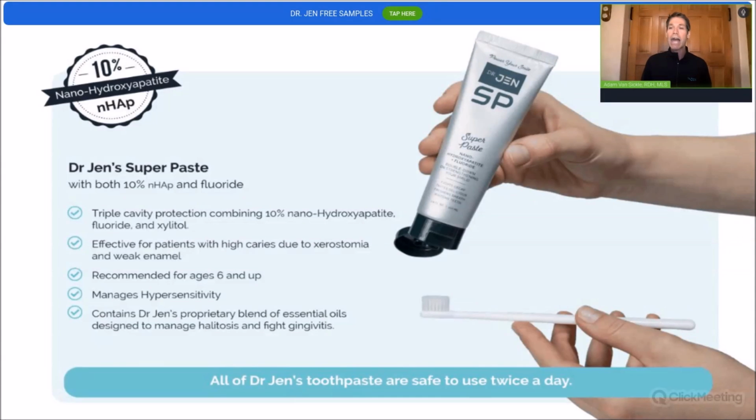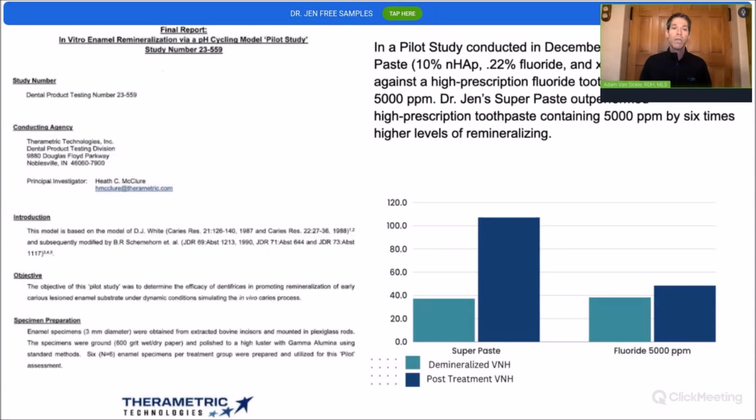So Dr. Jen had the Super Paste tested against a well-known high prescription 5,000 parts per million toothpaste. She had it tested in a simulated xerostomia environment. So worst of the worst conditions. It was done by a third-party lab called Therametric Technologies. They utilized the standard research methodologies for remineralization. And the results of that study were that the Super Paste outperformed the high prescription toothpaste by 6 times in terms of its remineralization capability.